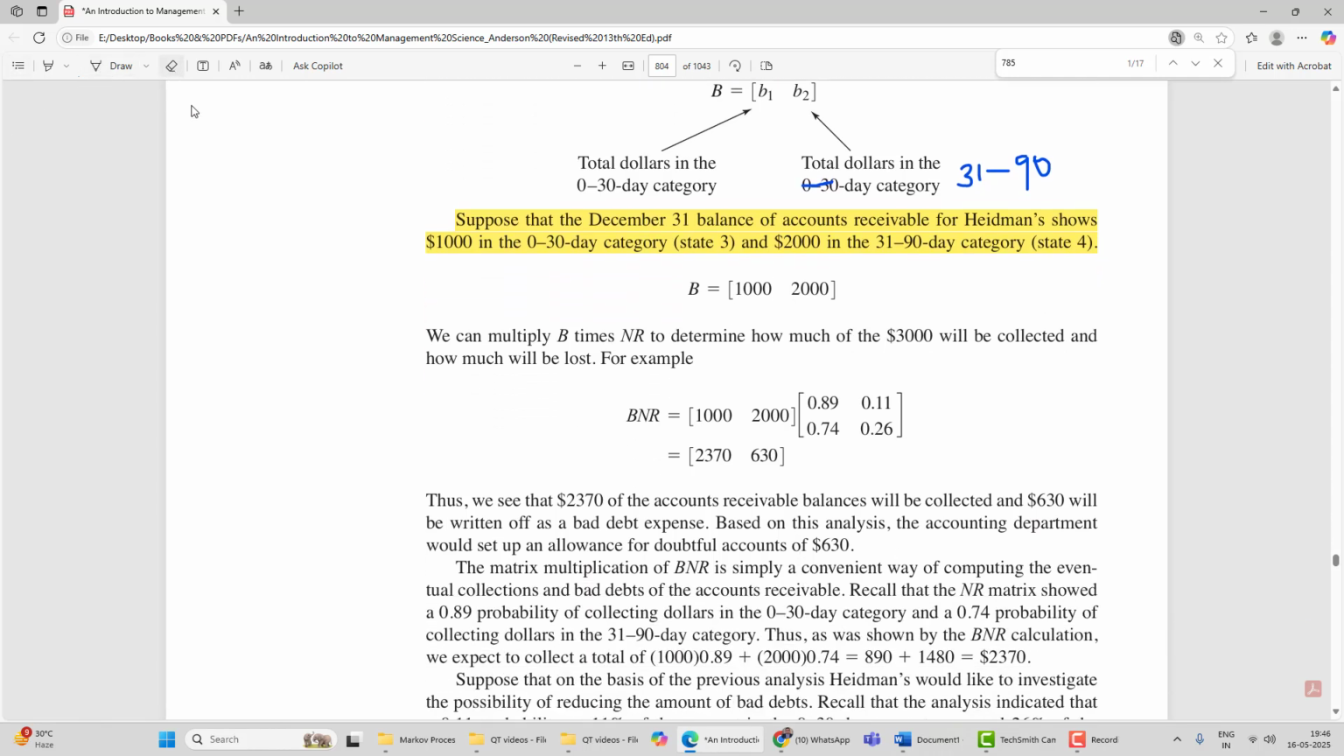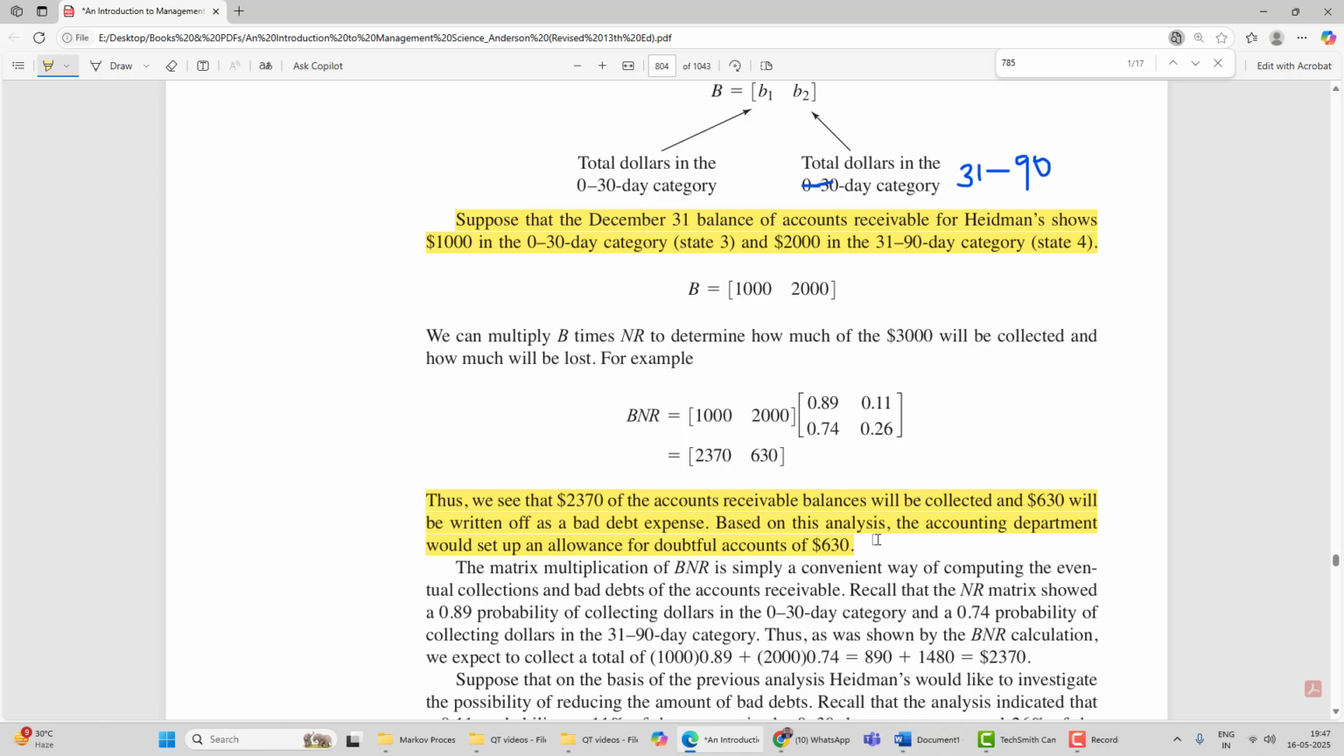So clearly what it means is that your first value is what you are going to recover. Thus we see that out of that 3000, 2370 will be received and is recoverable, and 630 will be lost as bad debt, or it will move to bad debt.